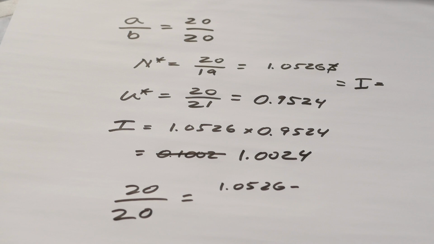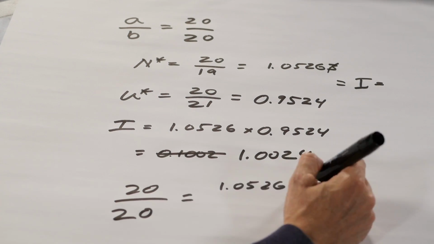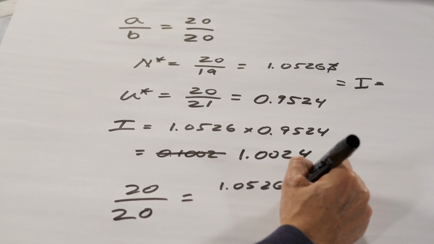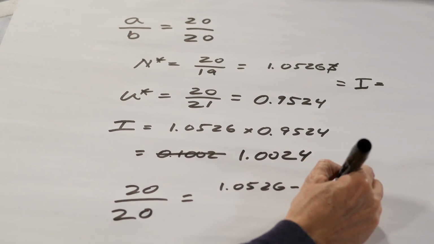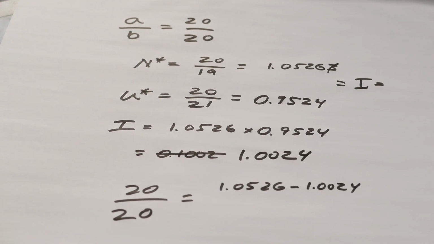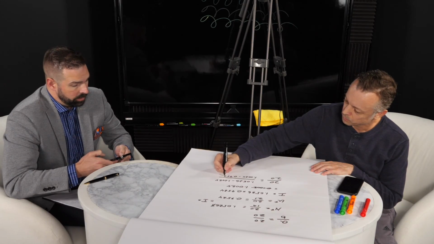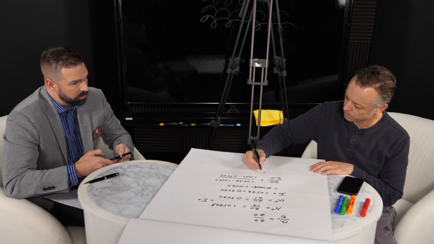1.0024. Okay, so now if we subtract 1.0024 from 1.0526, what's that give us? That's 0.0502.